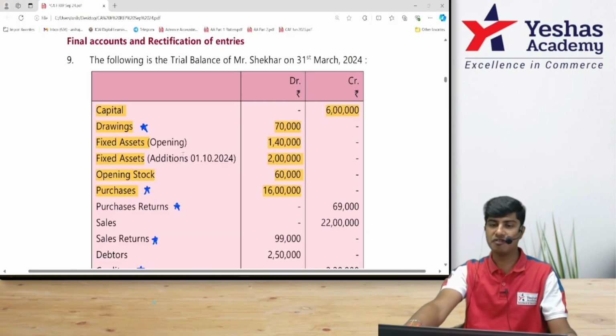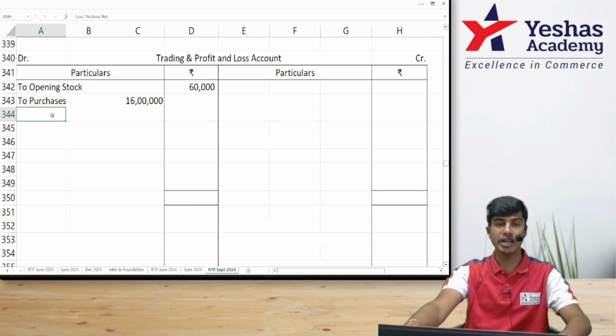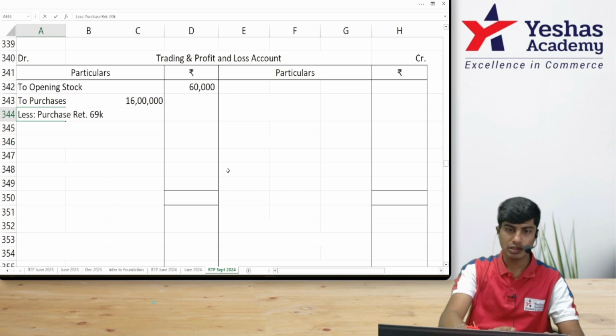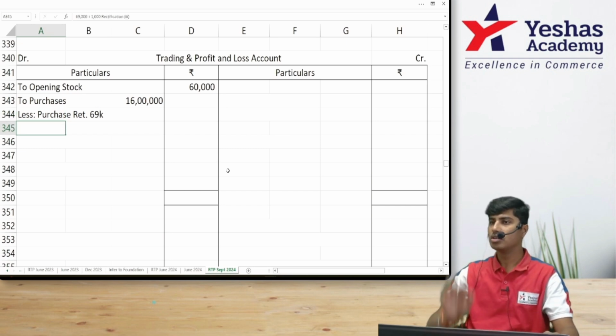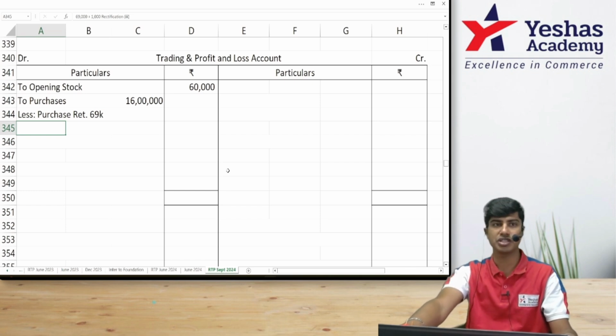After purchases of 16 lakh, I have purchase returns. How much is purchase returns? 69,000. This also has an adjustment. So I would write here less purchase return. But this is not the correct amount as of now, so let it be there. Later we'll adjust it and then write the correct amount in the outer column, when we read the rectification entries.